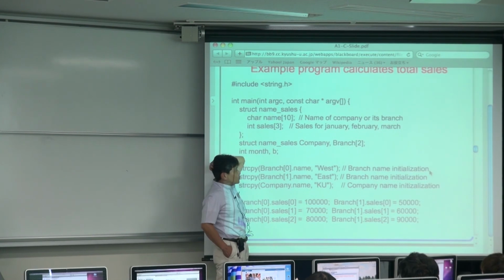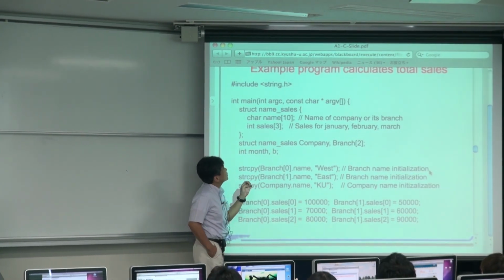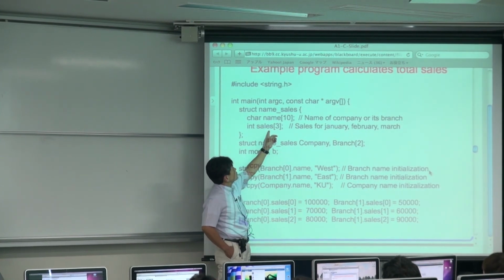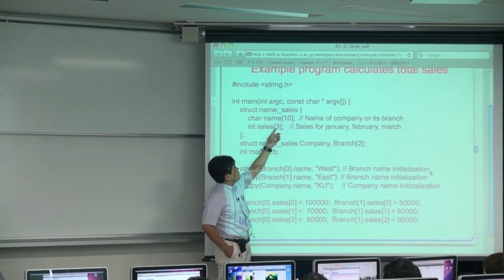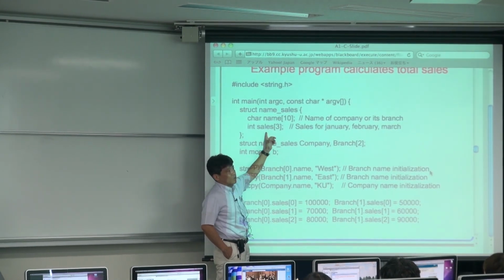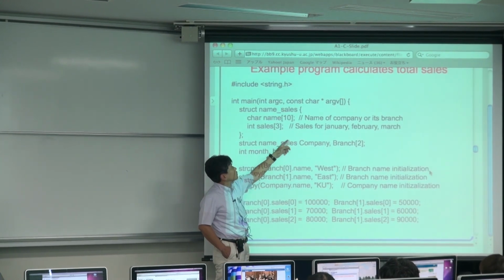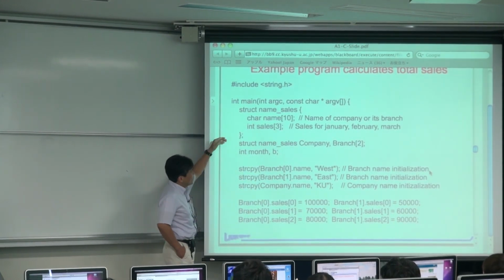The previous example has 3-month sales, January, February, March. So this variable is an array variable. Okay? So index 0 corresponds to January, index 1 corresponds to February, index 2 corresponds to March.